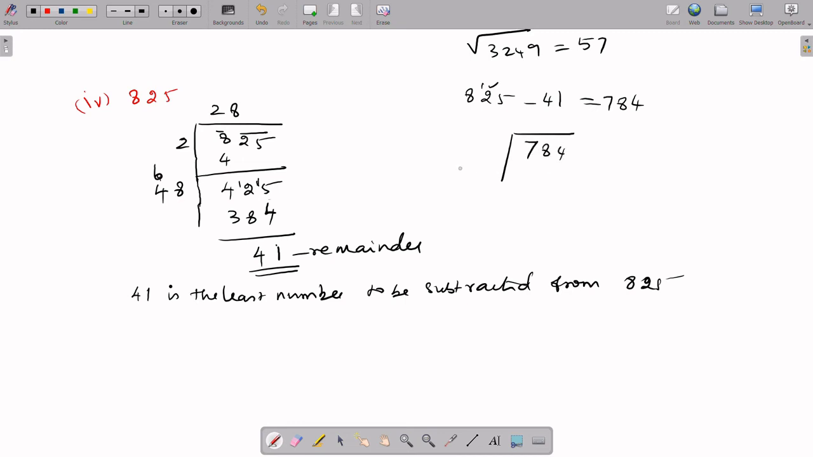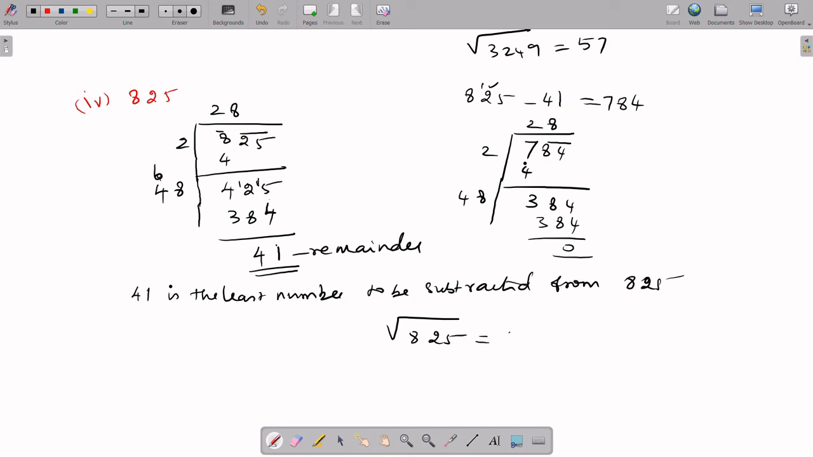What is that? This is 28, you can easily say that. Anyway, we will do it. Here 2 2s are 4, and here 384. So here 2 plus 2 you have 4 and 8. When you take 48, the same number 48 multiplied by 8, you get 384. You can write it here. It becomes 0. So the square root of 825 is equal to 28.